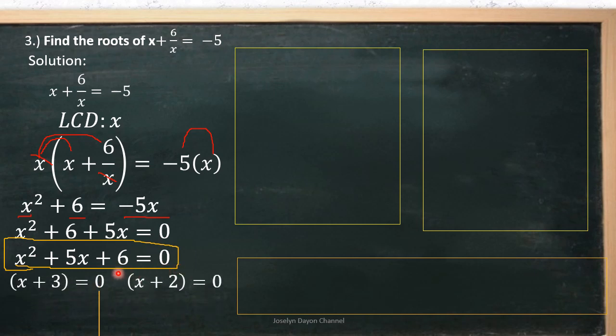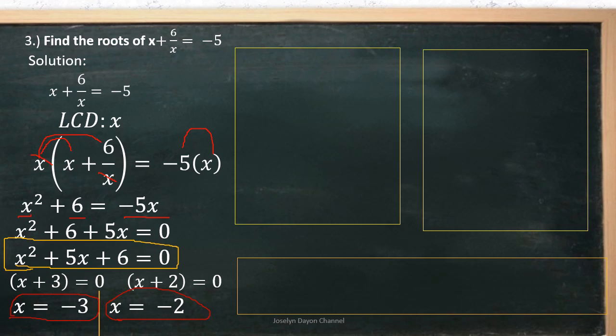Factors of 6 are 3 and 2. 3 times 2 is equal to 6. And once we add 3 plus 2, the answer is 5. And of course, x times x, the answer is x squared. So equate each factor to 0 and solve for x. So here, positive 3 transposed to the right side becomes negative 3. So the first value of x is negative 3. And for the other one, x plus 2, transposing 2 becomes negative 2. That is the second value of x.